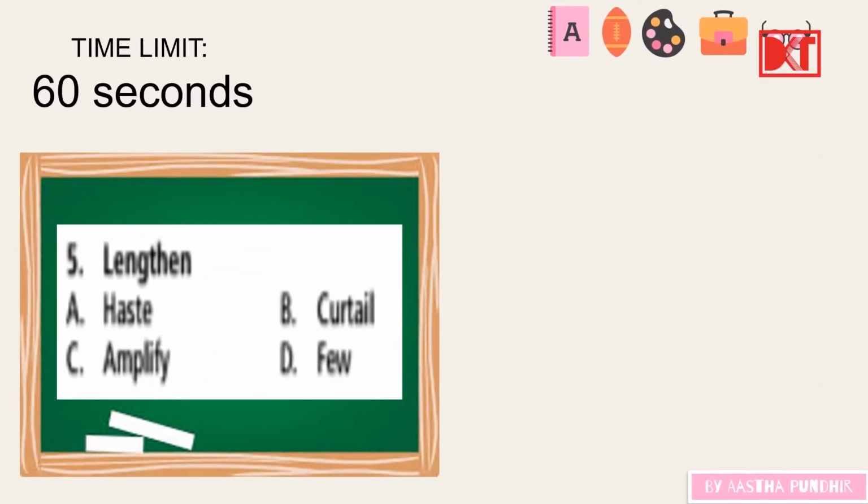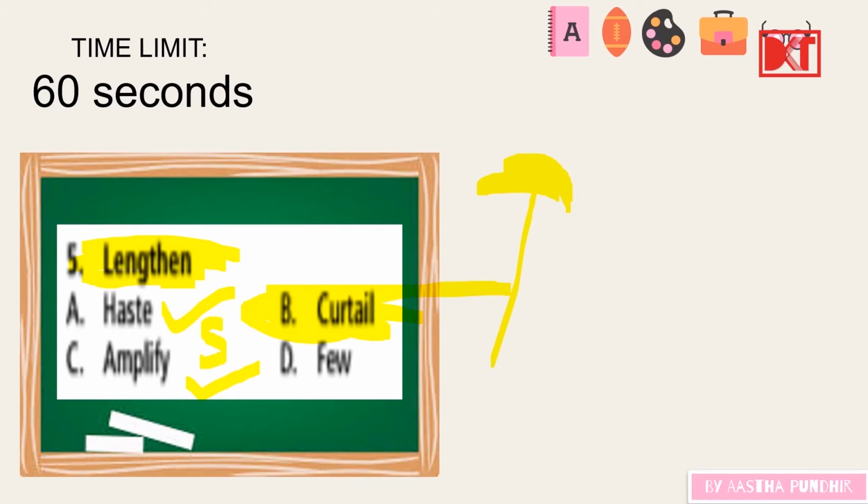Next we have lengthen. The options are haste, curtail, amplify and few. Now lengthen is increasing something's amount or quantity. Curtail is limiting something, so curtail is the antonym. Whereas haste is like hurrying something up, and amplify is increasing it, so these could be synonyms. Now few is a quantifier which refers to less quantity of something.